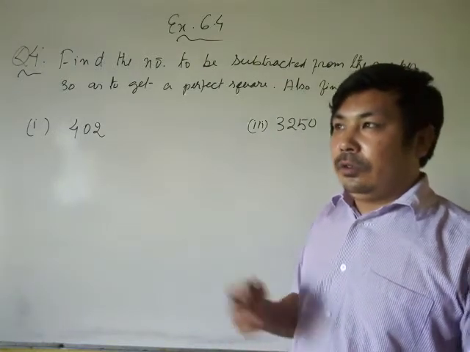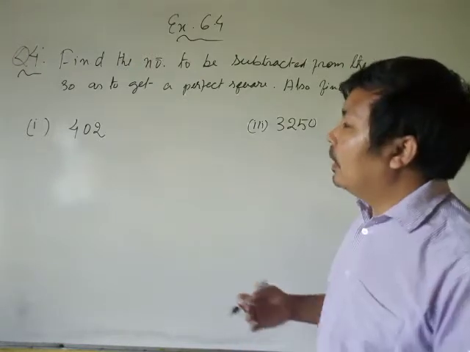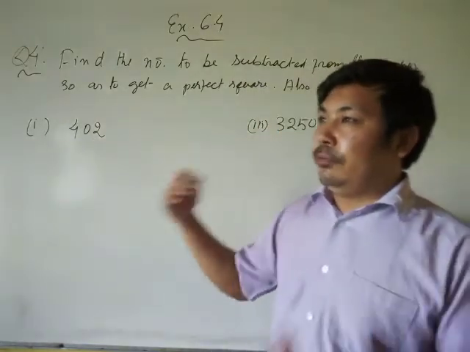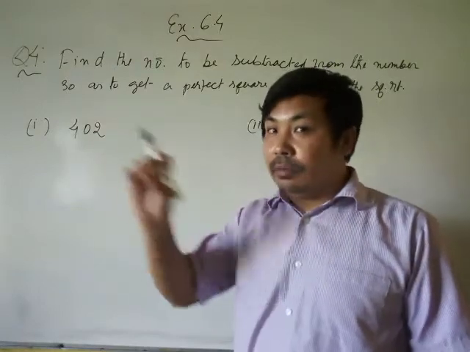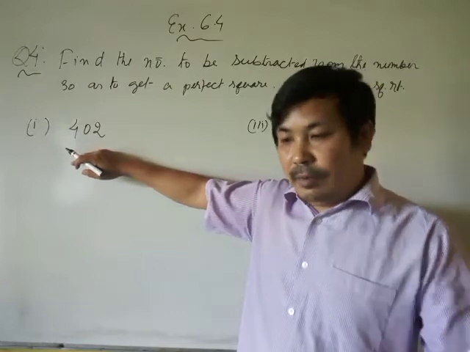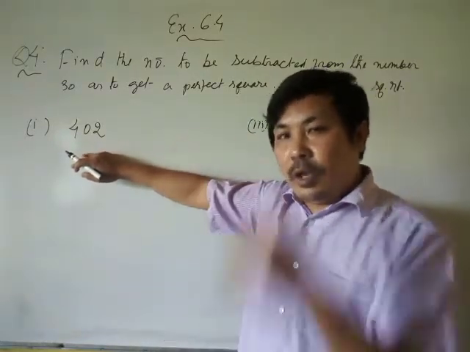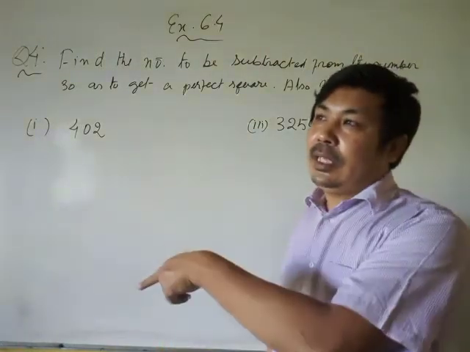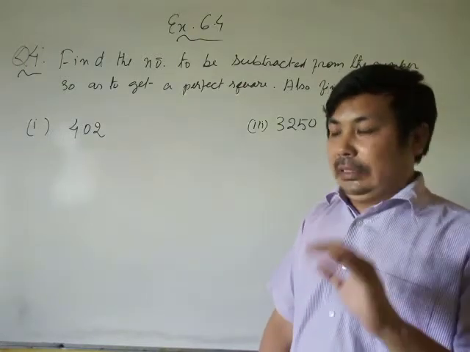Okay, so let us see what we will do here. It is also asking that after you subtract, find out the square root. First we have to find the number to be subtracted, and after subtracting we will get a perfect square, and then we have to find the square root of that perfect square. Two things to do: first, find the number to be subtracted; second, find the square root of the perfect square. Yes, that's right.